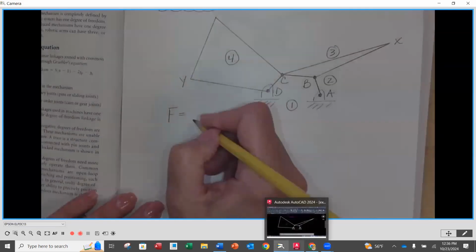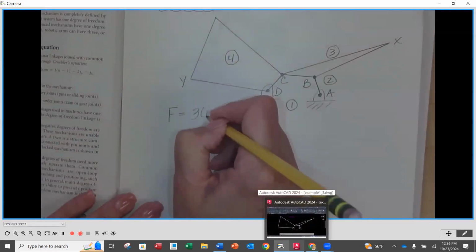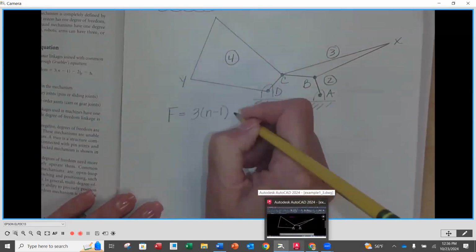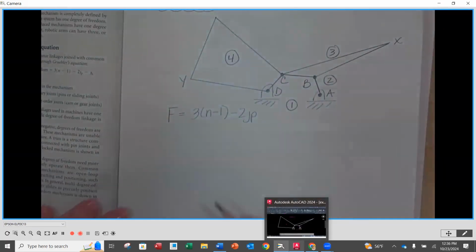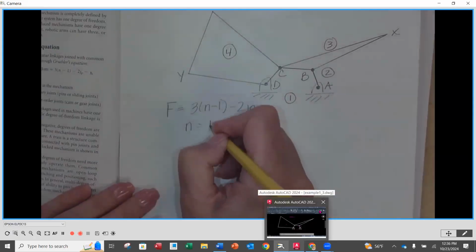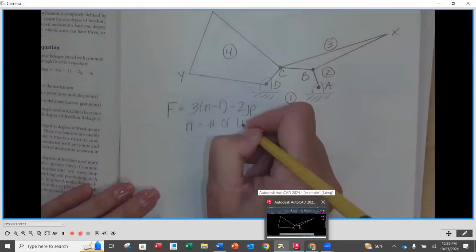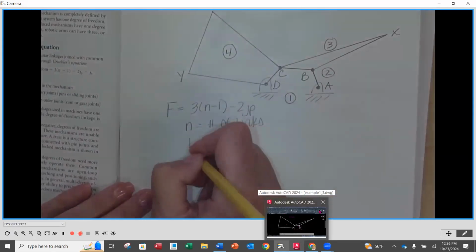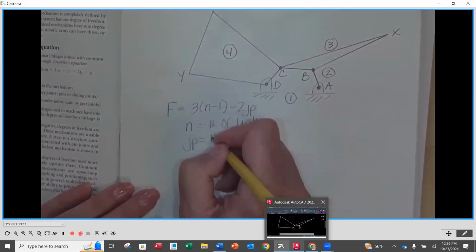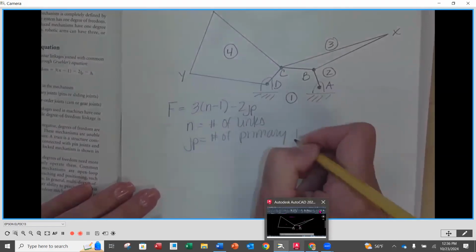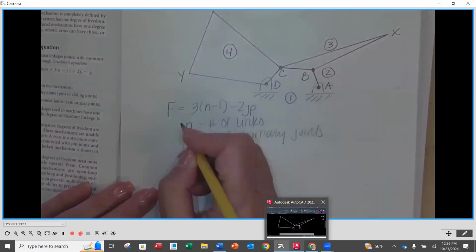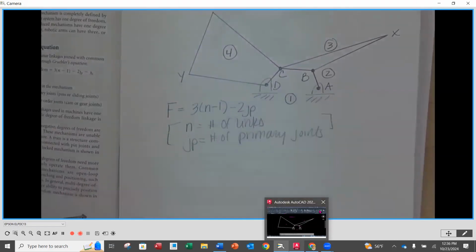So it's going to be equal to 3 times N minus 1 minus 2JP. Okay. Now, N is equal to the number of links, and JP is equal to the number of primary joints. I'm just putting this here for you so you know what each one of those variables means. You don't have to write that out.